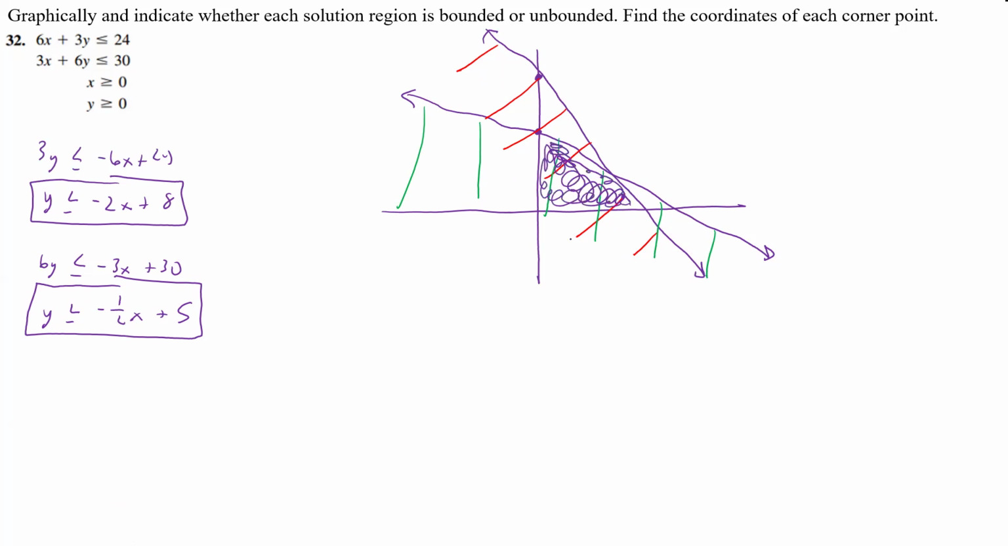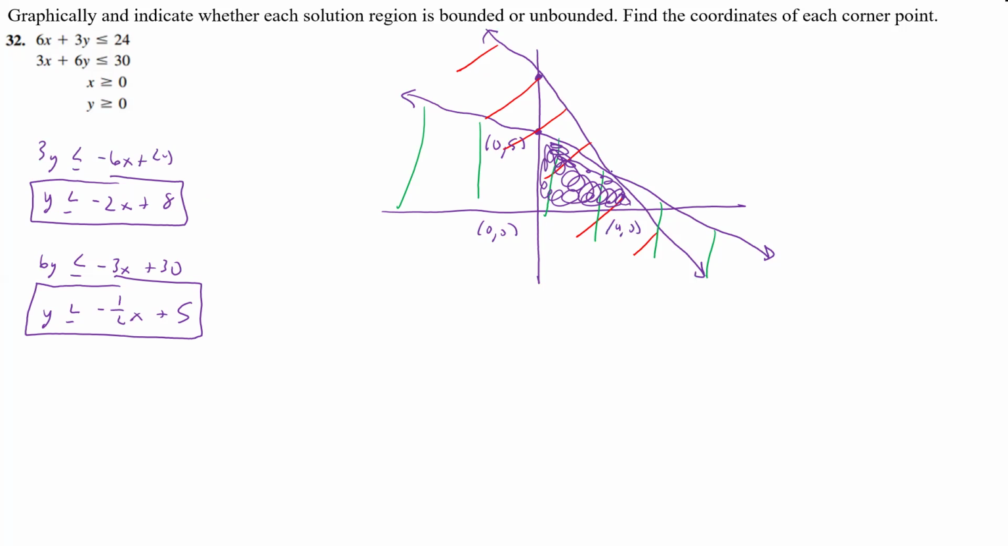Okay. All right. So now it says we're supposed to find each of the corner points. Well, 0, 0, that's the easy one. Now this one is representative of this graph. So here, if x is 0, y is 5. So that's going to be 0, 5. Now, this one is representative of this graph. So if y is 0, then we have to take 2x over here, and so x is going to be 4. So that's going to be a point of 4, 0.